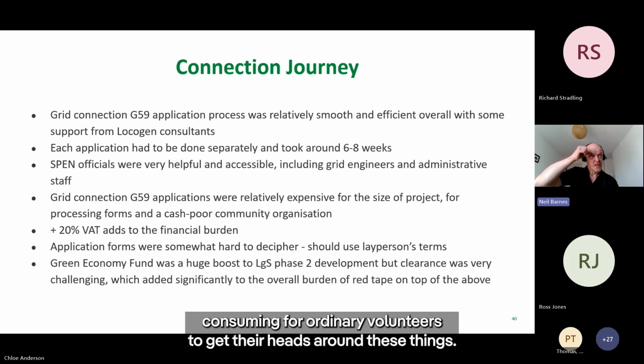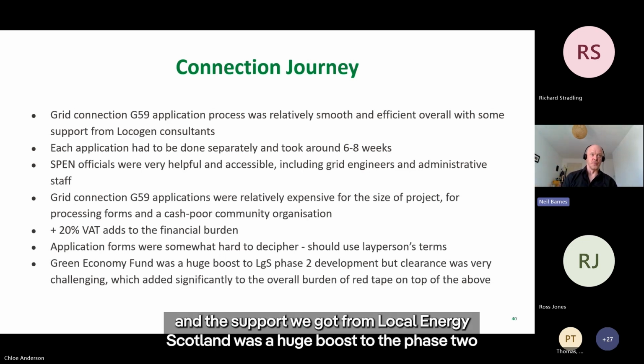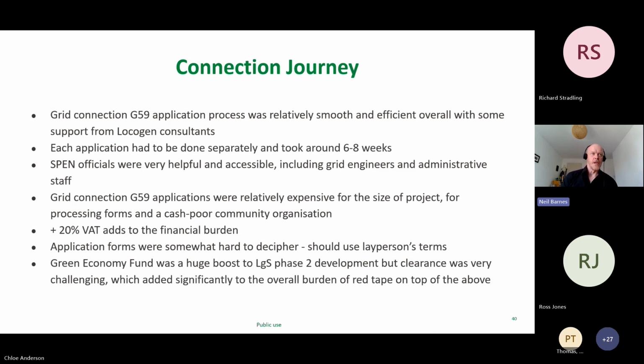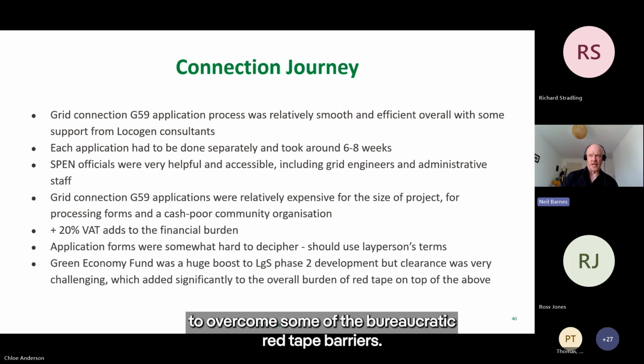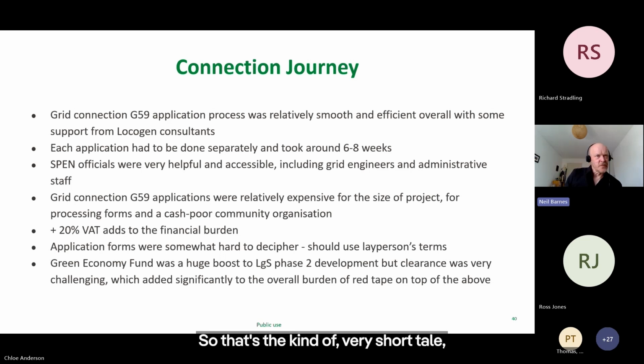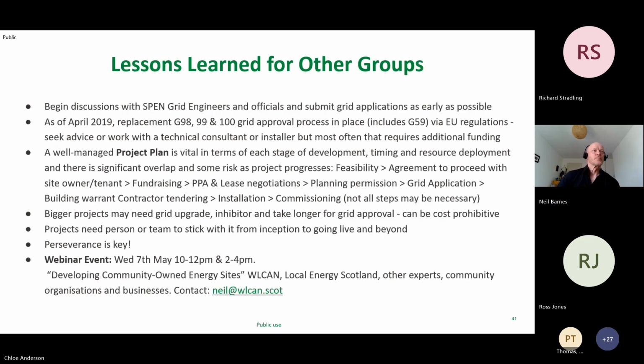But overall, the Green Economy Fund and the support we got from Local Energy Scotland was a huge boost to phase 2, because it helped us as local people to overcome some of the bureaucratic red tape barriers, and there's a lot of it, not just the grid connection, but lots of other things. So that's a very short whistle-stop tour of our connection journey. If you could move on, Ross, please.